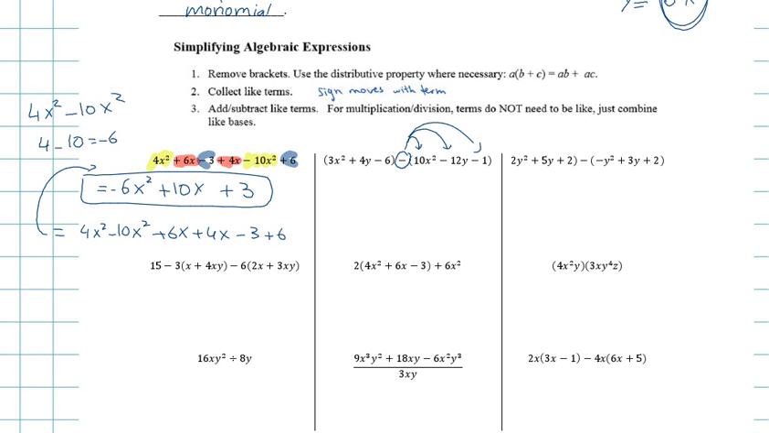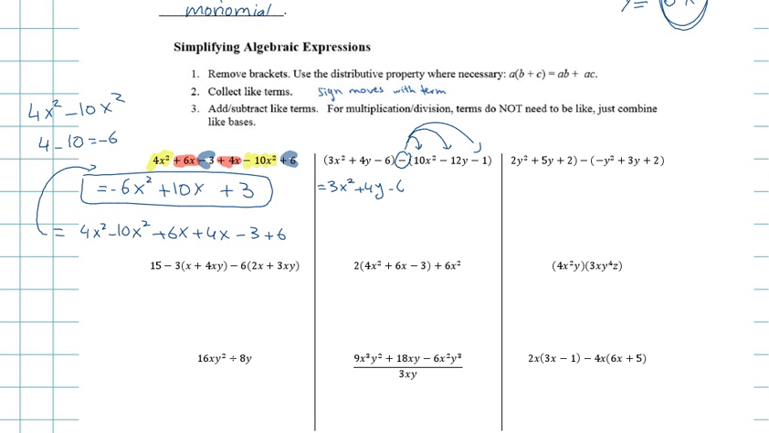Are we okay so far? The negative affects everything inside the bracket after it, so you're multiplying every term by a negative. The first bracket has nothing in front of it, so nothing is going to affect it. I can remove it with no restrictions and just write 3x squared plus 4y minus 6.